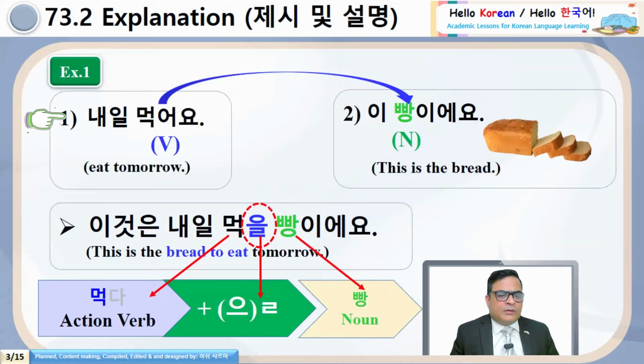See one example here. Number 1, neil mogoyo. And number 2, pangieo. You want to make the sentence, this is the bread to eat tomorrow. How to make it? Here we need this -ul grammar. See the sentence: Igosan neil mogal pangieo. If you see the sentence structure, -ul is attached with the mokta, that is the action verb, followed by the noun pang. Is it clear now? Next.